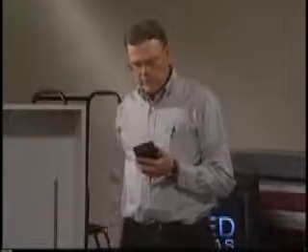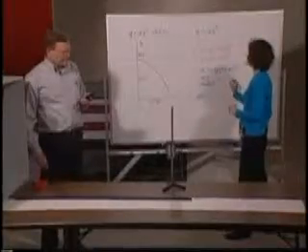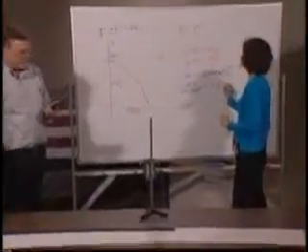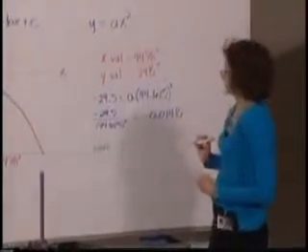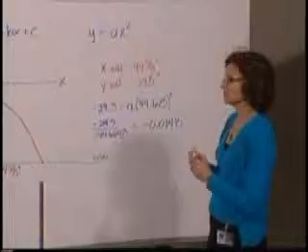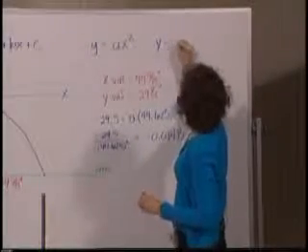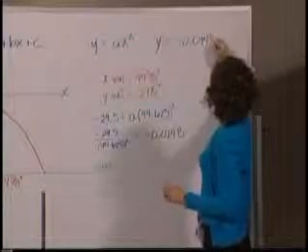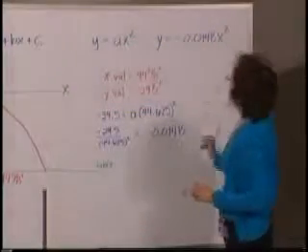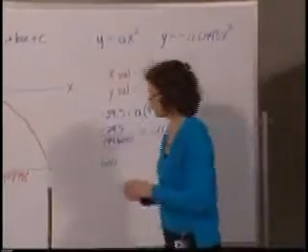Okay, and I get an answer of negative 0.0148. So what's my equation that models this parabola then? I think we've got it. Okay, so we have y equals negative 0.0148 x squared. Okay, that's the model for this projected curve that the path of the ball takes.